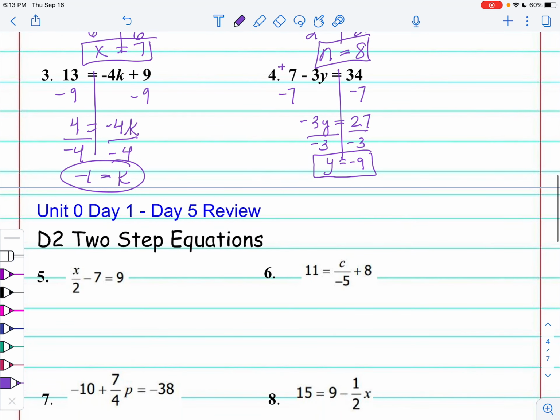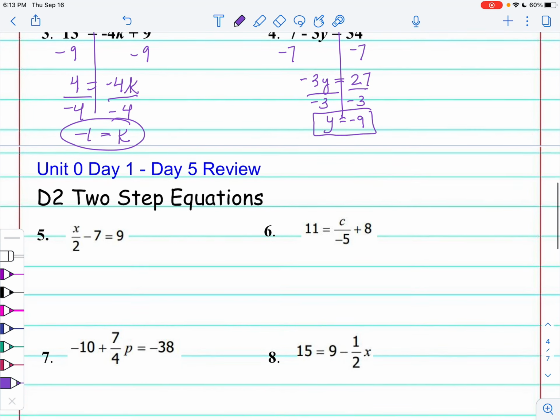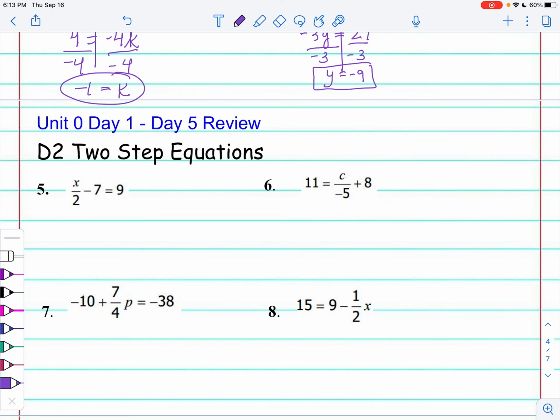Okay, more two-step equations, but these have fractions in them, so we're going to need to do that part where we multiply by the reciprocal. Okay, so first step here is going to be to add 7 to both sides. Okay, and then once we're this far, what we need to do next is to think about that x divided by 2. And to get rid of that 2 in the denominator, I need to multiply both sides by 2.